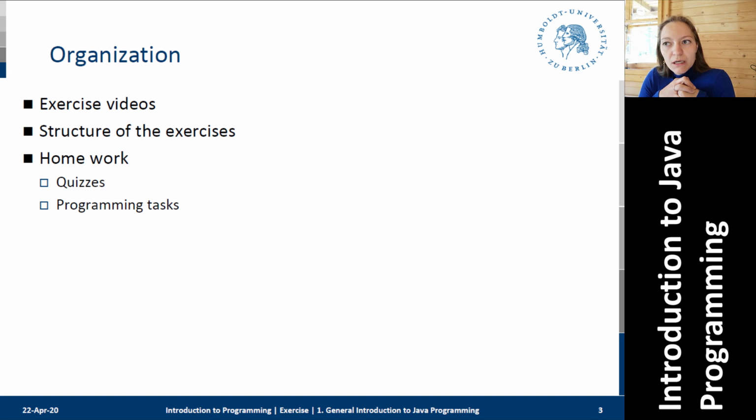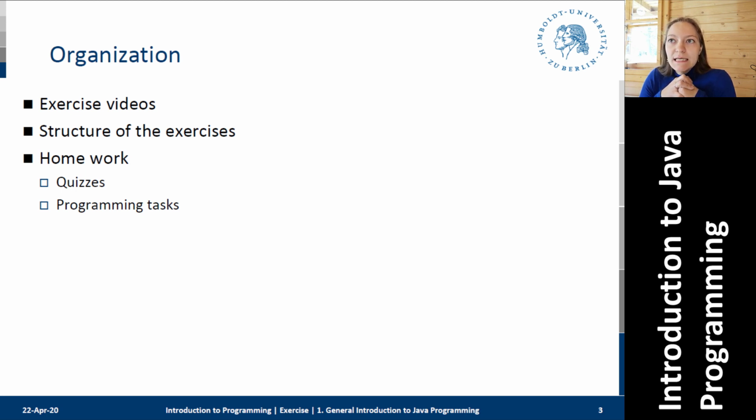The homework that I will prepare for you will be for each lecture topic. It means that you will not receive homework from every exercise. You will receive a total of six homeworks because we have six lecture topics. This homework will contain two parts. The first is quizzes, and the second part is programming tasks.